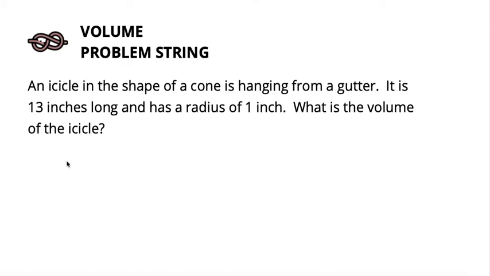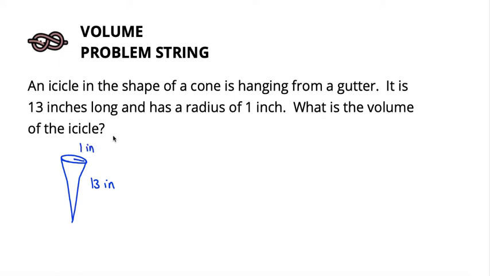So let's start by drawing a cone or an icicle. I'm going to start by drawing my circular base, and then from that circular base, draw it until it reaches a point. So here's my icicle. It is 13 inches long, so the entire vertical height of my cone is 13 inches. And it has a radius, so halfway across the width of my circle, of 1 inch.